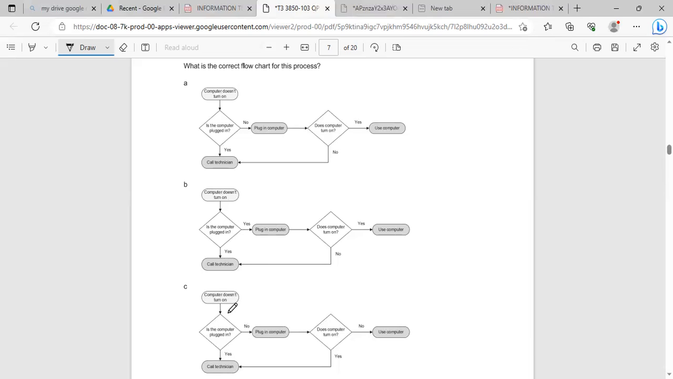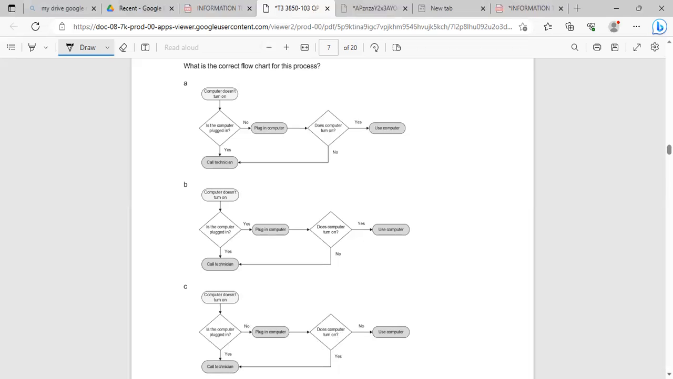Look at C now. Computer doesn't turn on. Is the computer plugged in? No. So you're not plugging in the computer? Yes. Does the computer turn on? No. Use the computer. That doesn't make no sense. You can't use the computer. Does the computer turn on? Yes. Call the technician. If it turns on, you don't need to call the technician.